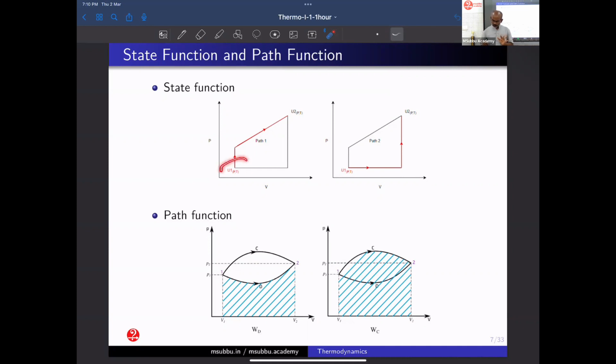So always all these thermodynamic properties, all these energy quantities, simply depend on the state. So this internal energy depends only on the pressure and temperature corresponding to this state. It doesn't depend on the process by which the state is arrived at. Whether the process follows this path or this path, the end value, delta U, depends only on the final and initial states.